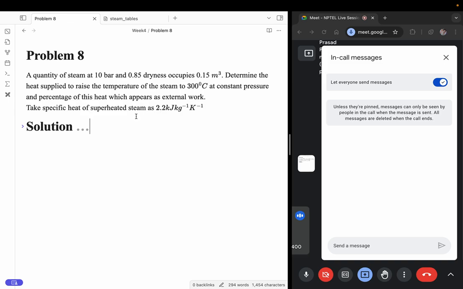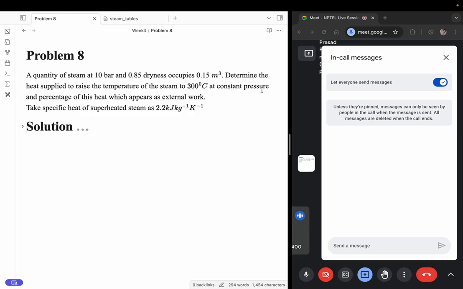Okay, so initial pressure and vapor fraction are given. So I'll go to the steam table and determine the specific volume for this particular value of vapor fraction, and then, since the volume is given, I will be able to directly calculate the total mass of steam that is present initially. The final temperature is given to be 300 Celsius, and it is specified that it is a constant pressure process. So you know the pressure to be 10 bar, at 10 bar 300 degrees Celsius.